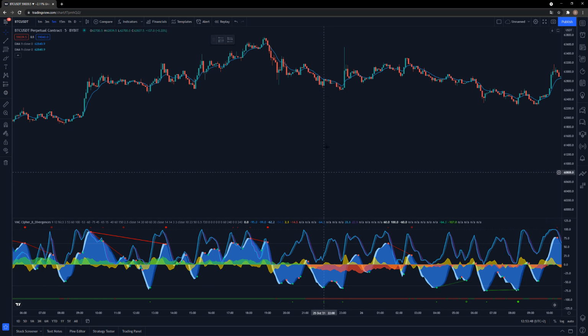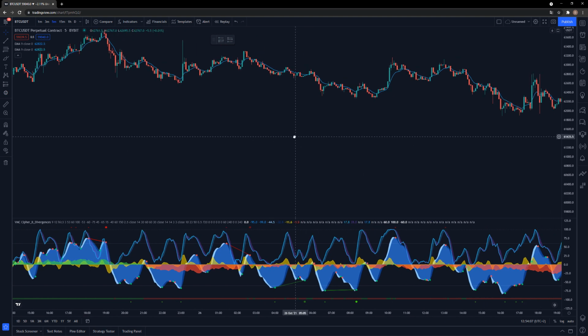I normally prefer to check them out myself, but you can learn a lot from these if the line is drawn, so you can spot the divergence. So it's bearish here because the price goes higher, but the trend wave is going lower. That is why it's a bearish divergence.